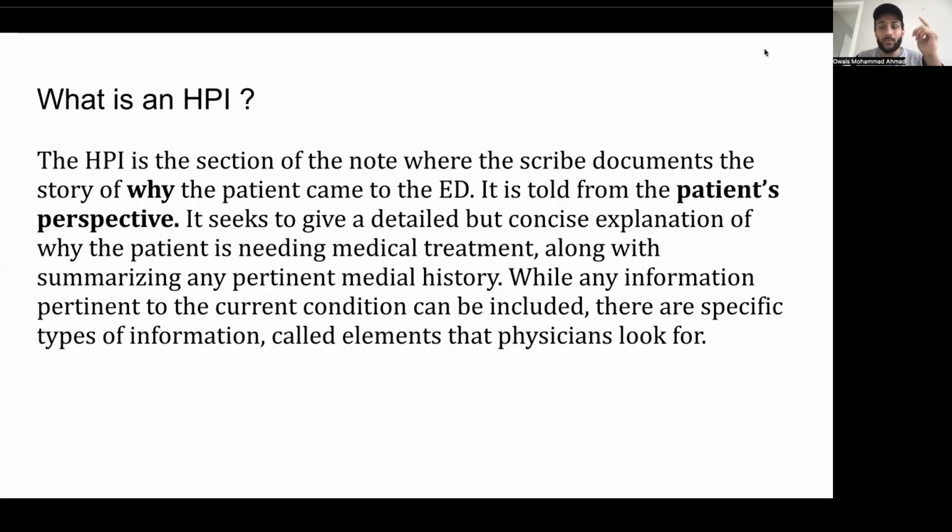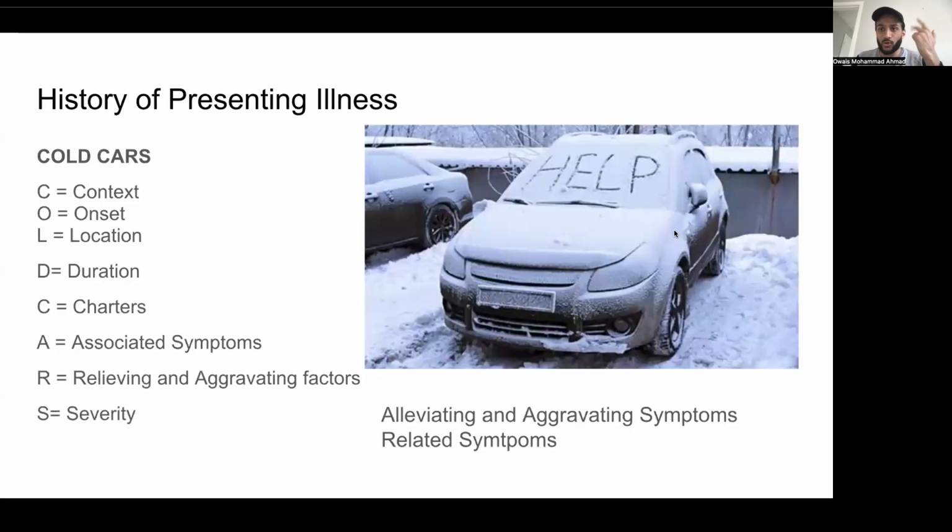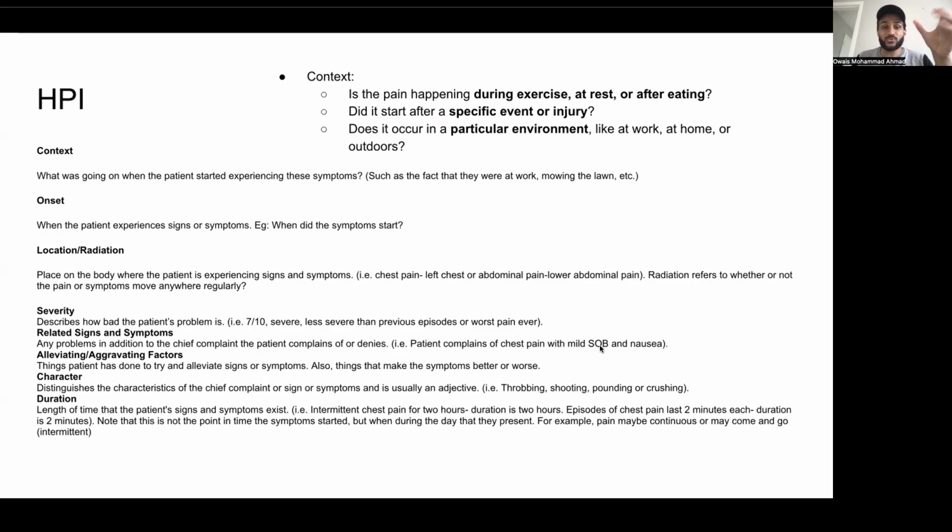It's the current condition. We can use COLDCARS: context, what was going on; onset, when did it start; location, radiation, does it go anywhere; severity, give us a number; related signs and symptoms, you can also have that; aggravating or relieving factors, what makes it better; character, is it sharp, throbbing, dull, pounding, crushing; and duration, does it occur intermittently, does it occur continuously, can you tell us about it?